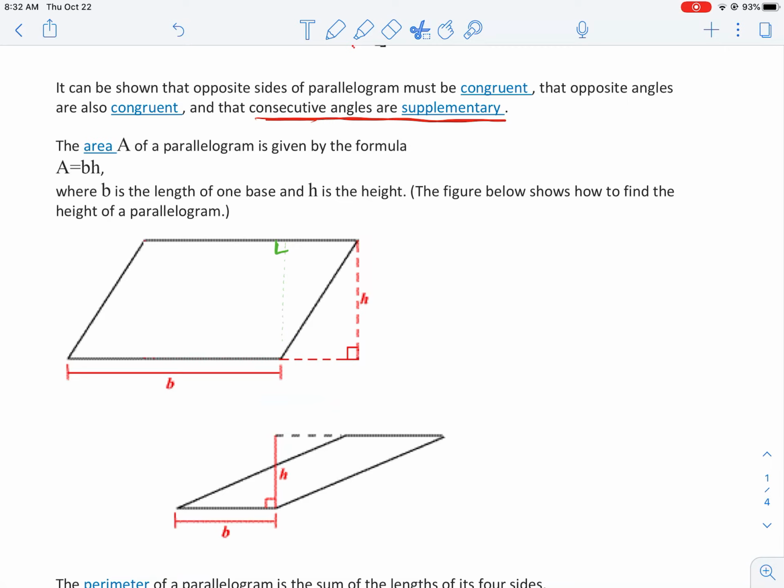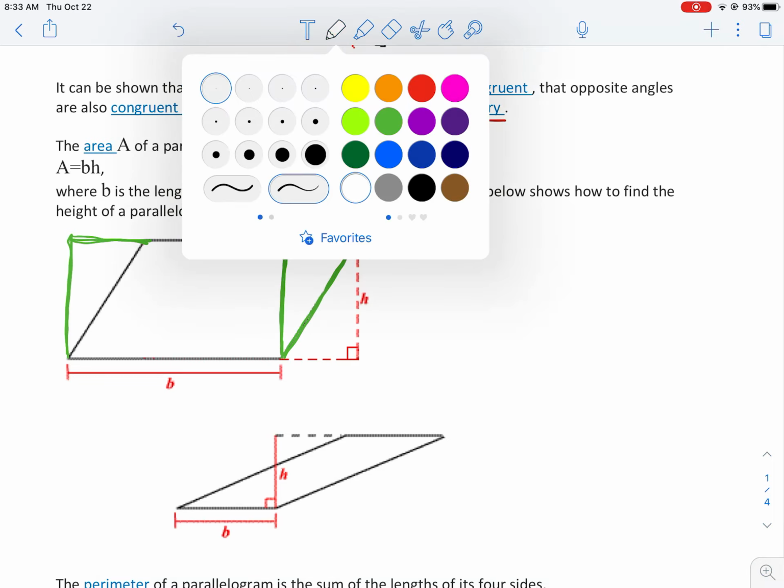Now I also want to point out, and it's worthy to point out, that if I had this triangle right here, so here's our height, and I took this triangle and I chopped it off and I slapped it right on the other side of this parallelogram. Okay, so let me erase that now.